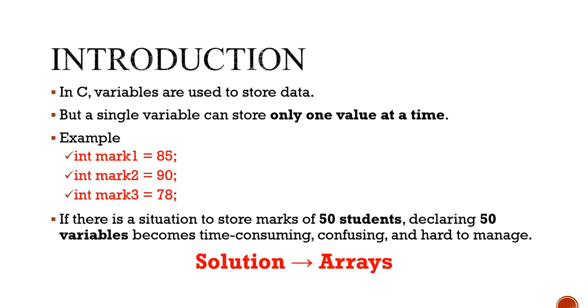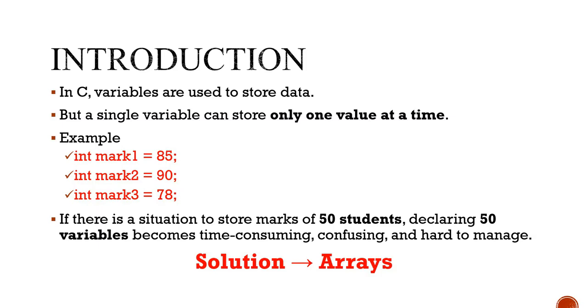In C language, mostly variables are used to store data. One single variable can only store one value at a time. For example, int mark1 is equal to 85, int mark2 is equal to 90, int mark3 is equal to 78. So each mark is carried by a separate variable. If we need to store 50 student marks, declaring 50 variables will become time consuming, confusing and hard to manage.